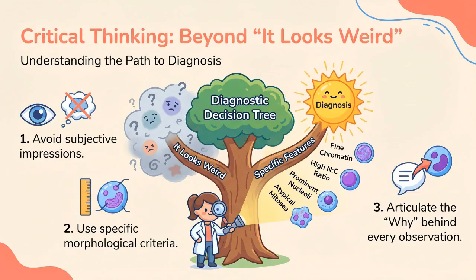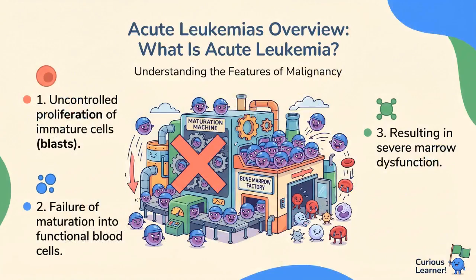Now, let's put this critical thinking into context by looking at acute leukemias. Now that we have a solid foundation in blast recognition, let's transition to an overview of acute leukemias. At their core, acute leukemias are a group of aggressive hematological malignancies characterized by the uncontrolled proliferation of immature cells, specifically blasts, in the bone marrow and peripheral blood.